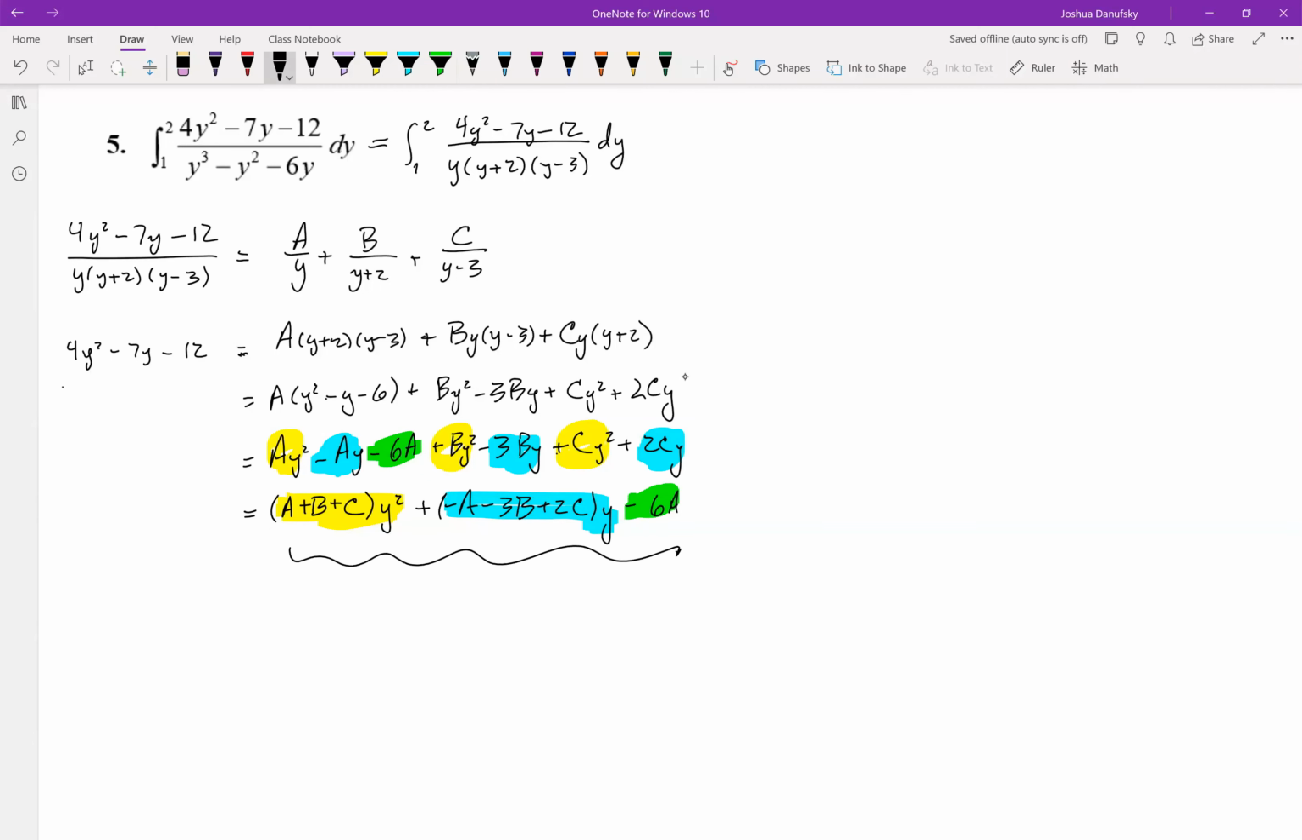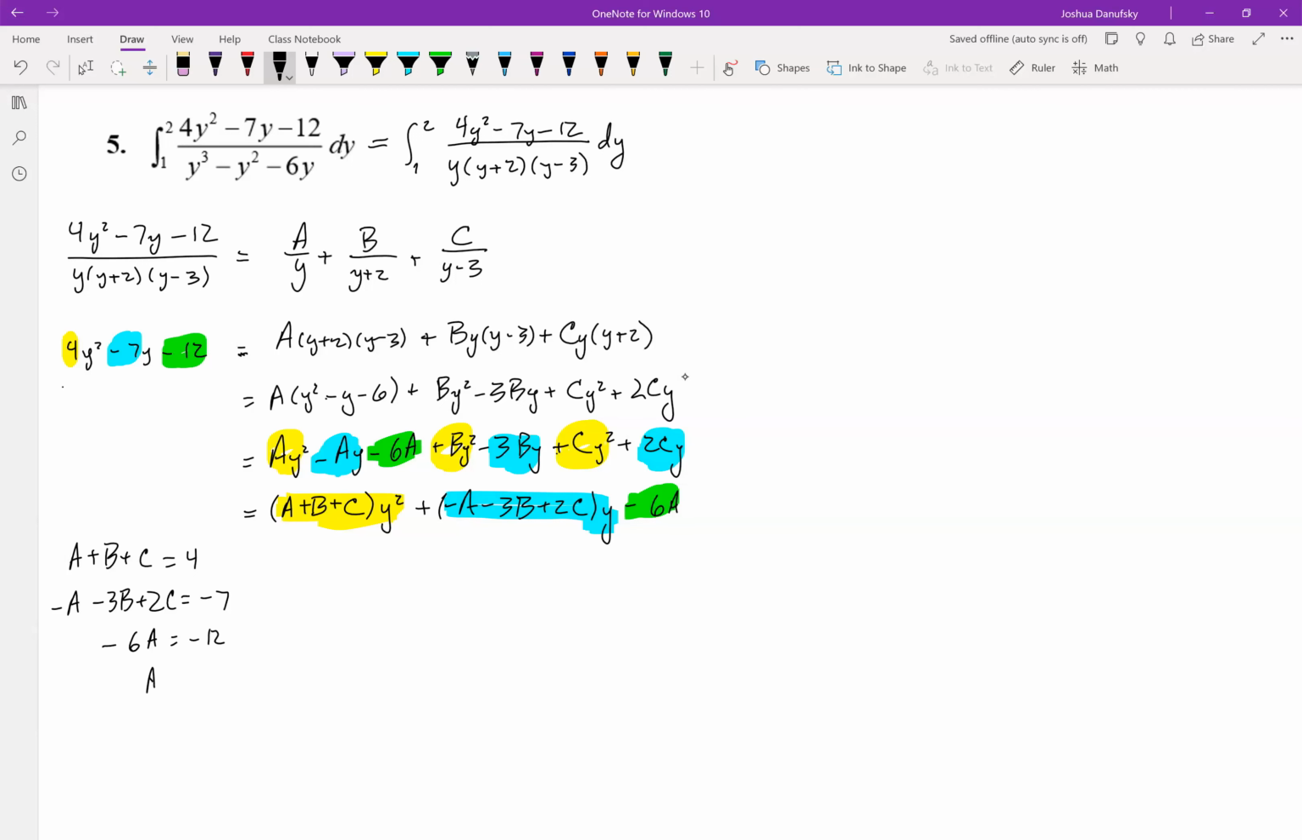Now, in order for the right-hand side to equal the left-hand side, negative 6a, the constant term, would have to equal negative 12. And negative a minus 3b plus 2c would have to equal negative 7. And finally, a plus b plus c would have to equal 4. So we'll set up those three equations. So we have three equations and three unknowns. We should be able to solve this by elimination or substitution.